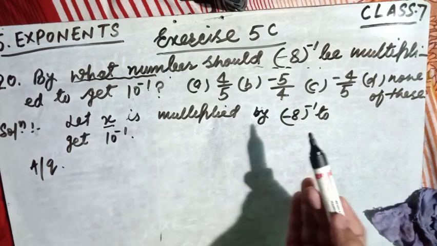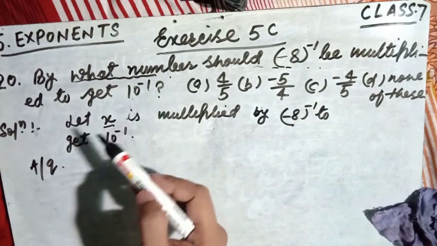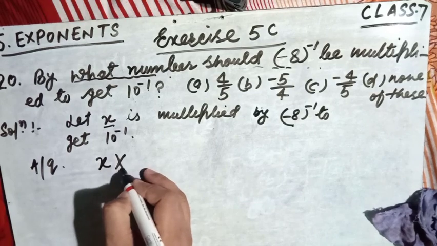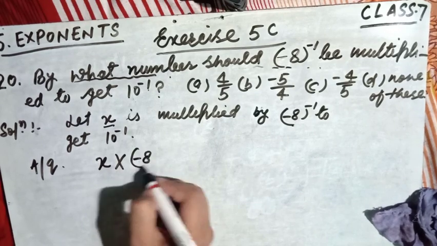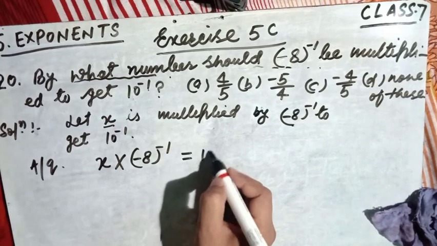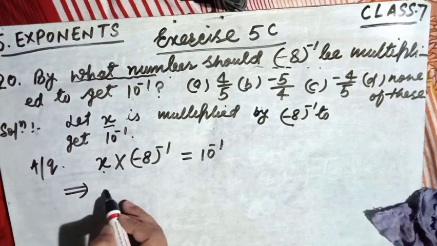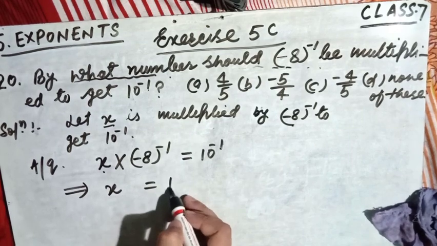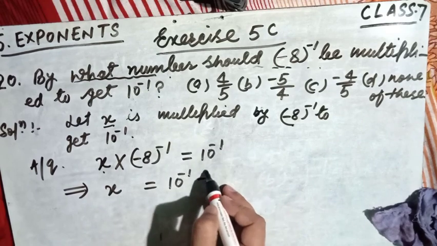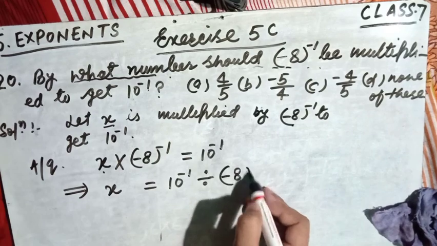This number is multiplied by this, according to the question, and we get this number. Hence x is multiplied by minus 8 raised to the power minus 1 to get 10 raised to power minus 1. Then we have to find this value. Now x is as it is, and minus 8 raised to power minus 1 goes to the right-hand side in the denominator position, like this.